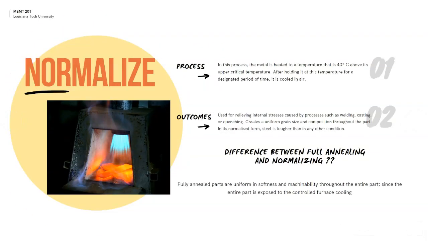During normalizing, the metal is heated to a temperature that is 40 degrees Celsius above its upper critical temperature. After holding it at this temperature, the metal is then cooled in air. This relieves internal stress caused by processing and creates a uniform grain size. In normalized form, steel is tougher than in any other condition. This is why parts that require impact strength or need to support massive external loads will almost always be normalized.